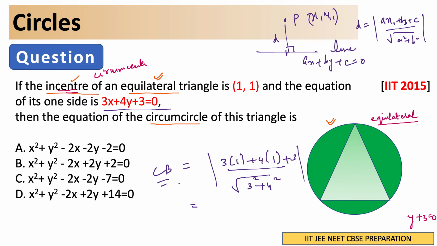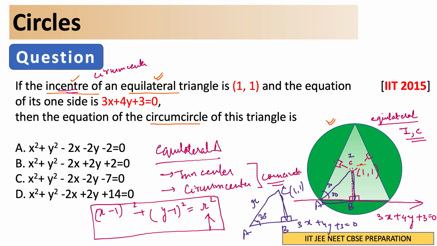And same thing we have done here. So this will give you 3 plus 4, 7, 7 plus 3, 10, divided by root of 3 square plus 4 square, so 5. So this will be 10 divided by 5, this is 2. So 2 is this value. So let me go to that circle. We have found out that this value CB is nothing but 2.